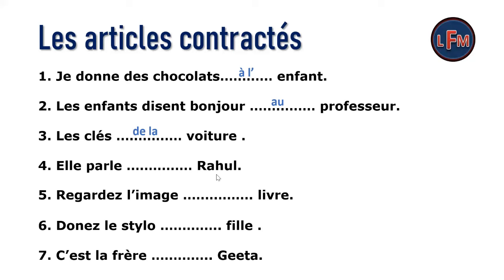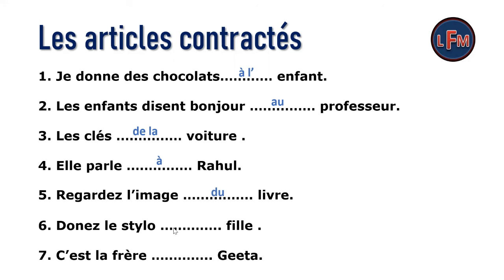Elle parle dash Rahul. She speaks to Rahul. Here Rahul is a proper noun and it is a name, so we will not use les articles contractés. We write only à. Elle parle à Rahul. Regardez l'image dash livre. Look at the image of the book. We will use preposition de as livre is masculine singular, so we will use du.